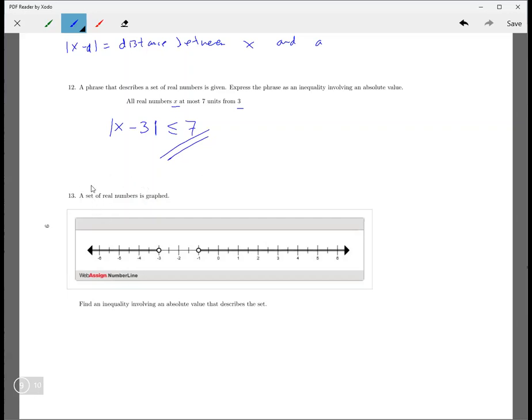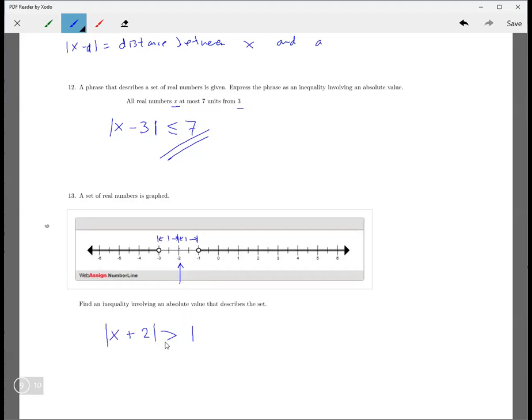And then here they have a graph. A set of real numbers is graphed. Find an inequality involving absolute value that describes the set. Okay, so here in the middle, we've got this -2. And so you're looking at a distance between x and -2. So the absolute value of x plus 2 is the distance between x and -2. And you just force that to be greater than 1. So this distance, from -2 to -1, is 1. This distance here is also 1.